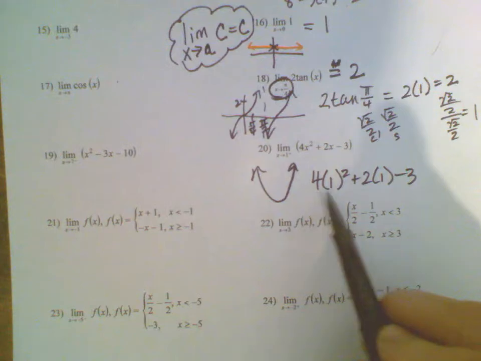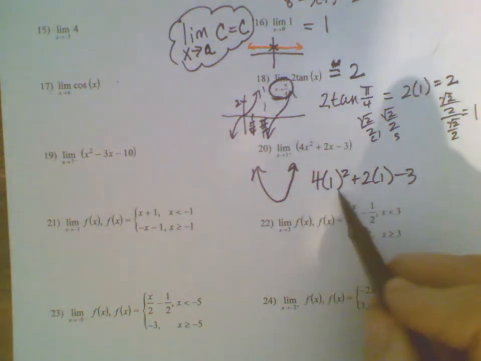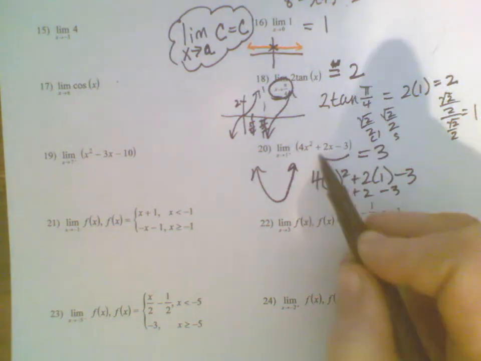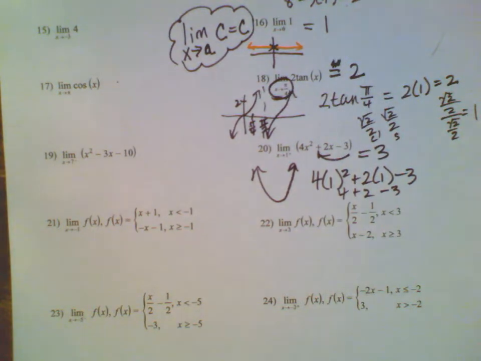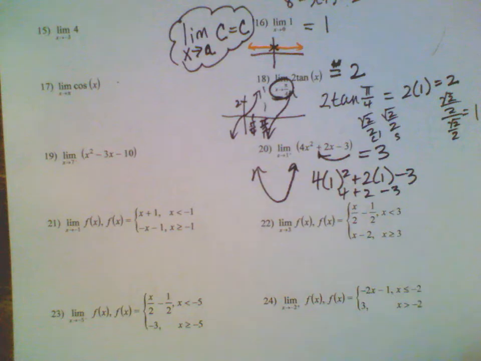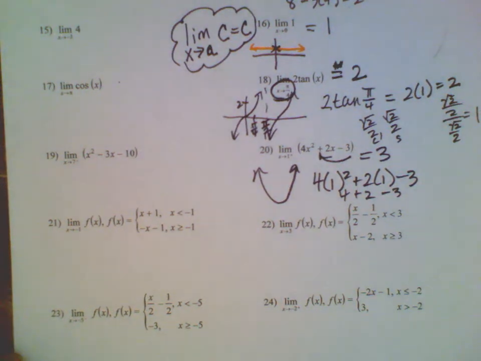And so 4 times 1 squared, that's 4 plus 2 minus 3, 6 minus 3, so my limit here is 3. Again, it doesn't matter that it's from the left or the right because this function right here is continuous and it's always going to be going to the same place. So now let's get to some of them where we don't really know if it's continuous. So we're going to do our direct evaluation on these problems.